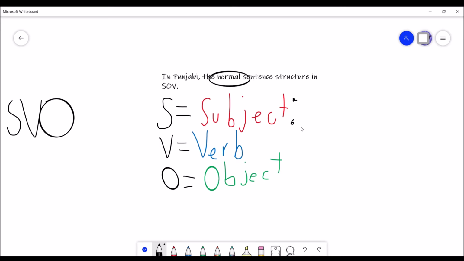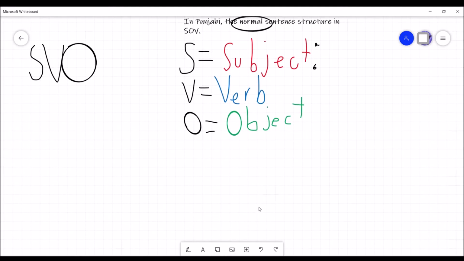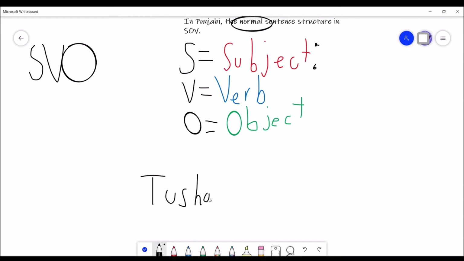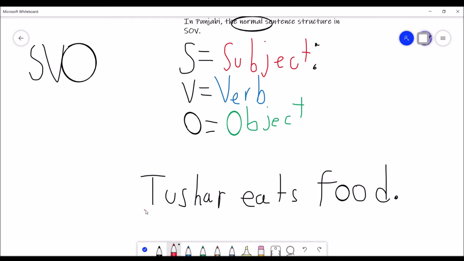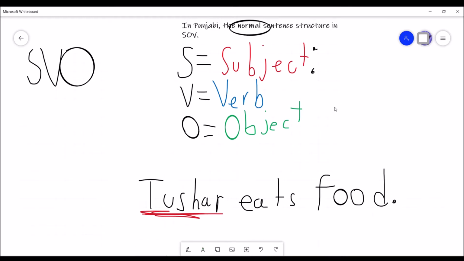Subject is who or what performs the action. So if we take the sentence, Tushar, which is me, eats food. Tushar eats food. Tushar would be the subject. So let's underline that with red. Subject. Because I am performing the action. So Tushar is performing the action.